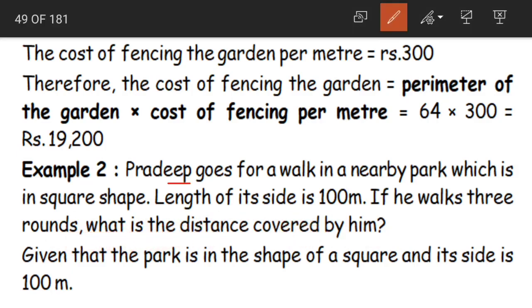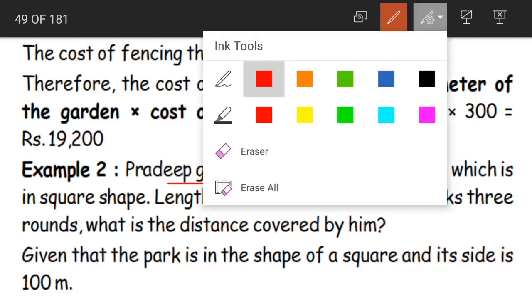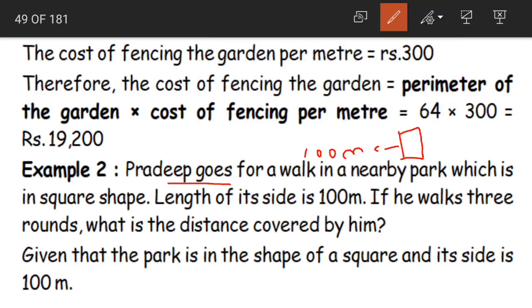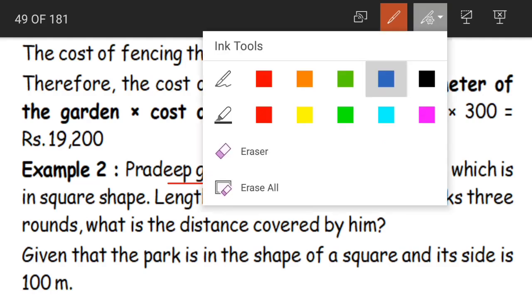What is given in the question? Let us understand the question first. Here Pradeep goes for a walk in a park which is in square shape, and the length of the side of the square is 100 meters. And what does our Pradeep do? He does 3 rounds around the park. Now we have to find out the total distance covered by our Pradeep by doing 3 rounds of the park.